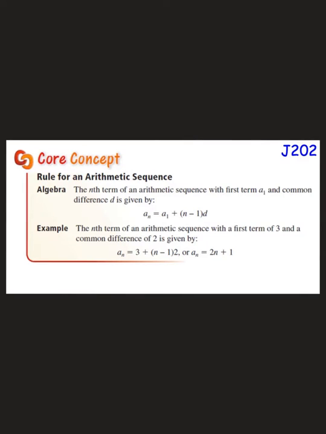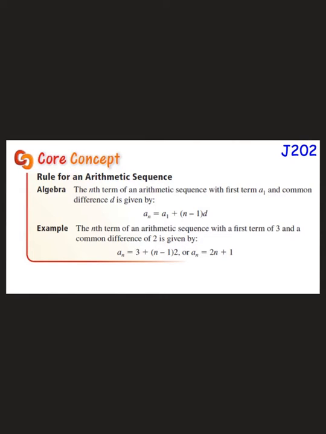The nth term of an arithmetic sequence with the first term of a sub 1 and common difference d is given by the formula a sub n equals a sub 1 plus n minus 1 times d. A sub n is the nth term in the sequence, a sub 1 is the first term, n is the position, and d is the common difference.